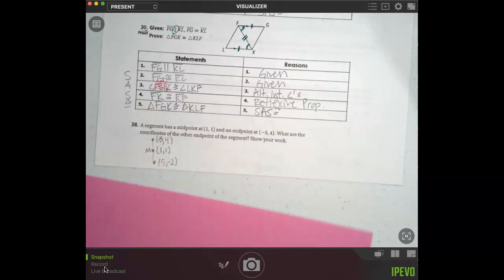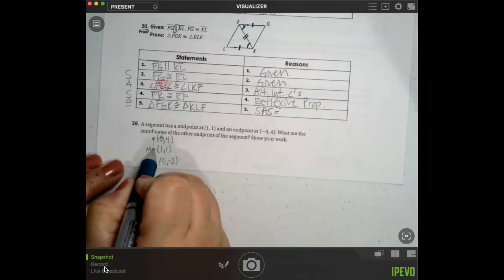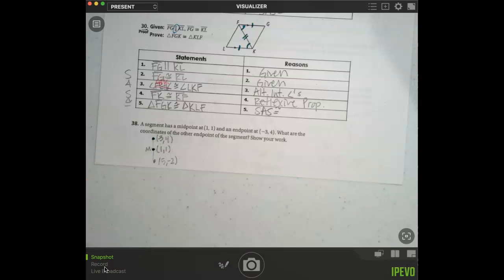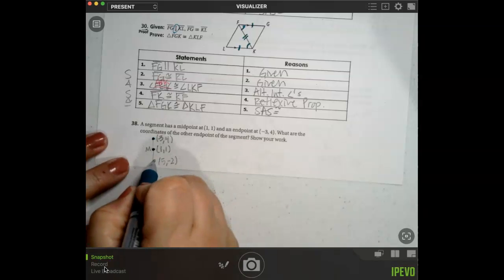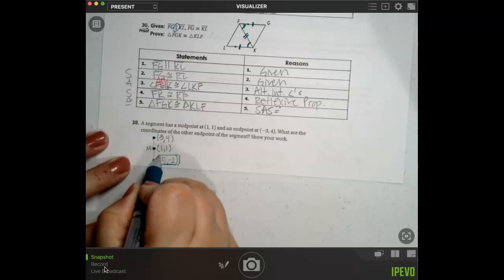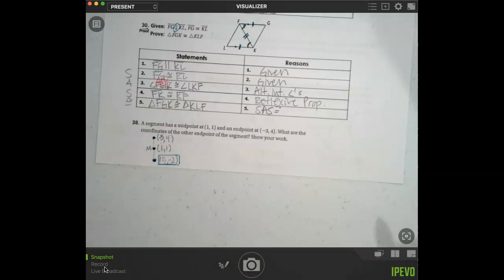All right, last one on here. A segment has a midpoint at 1, 1, and an endpoint at 3, -4. Our job is to find this point here, and I know the answer is there for you, but that's our goal. And how do we get to that 5, -2?